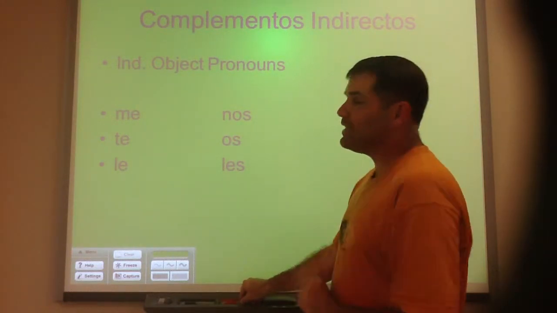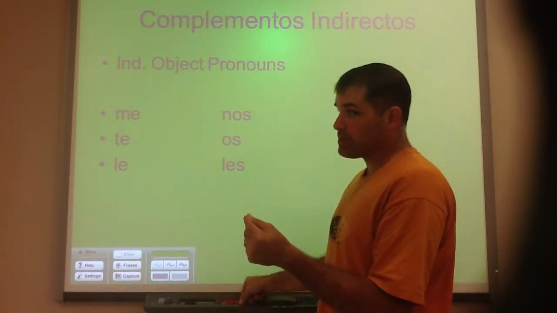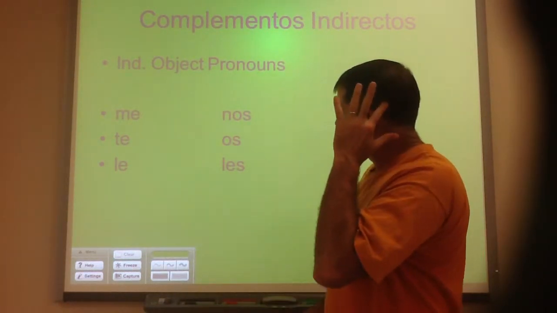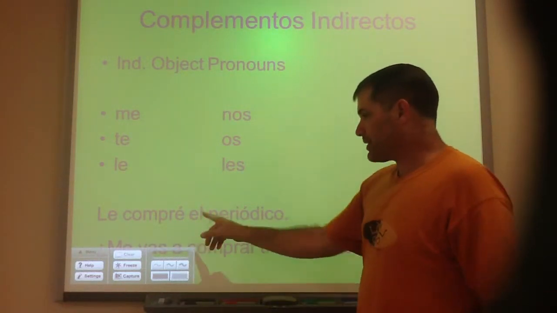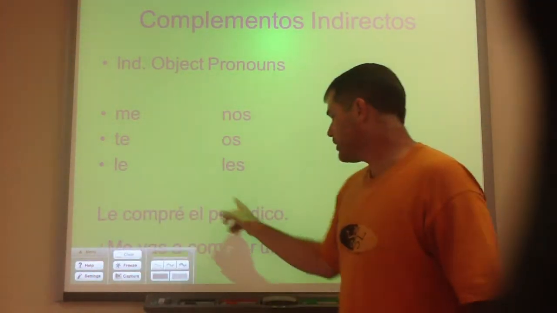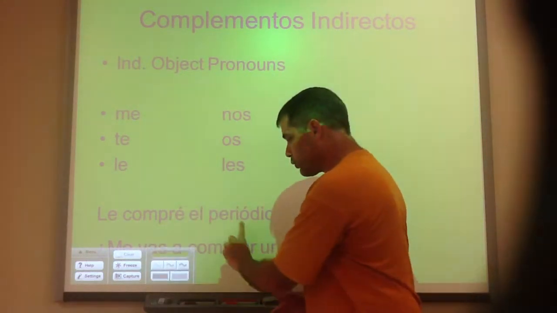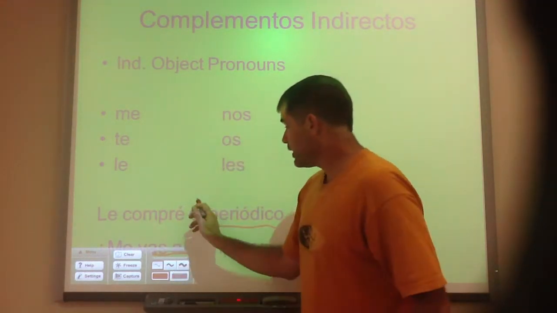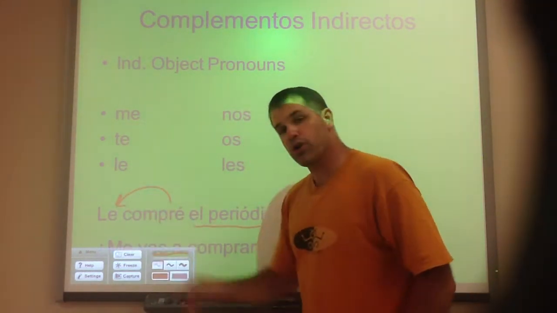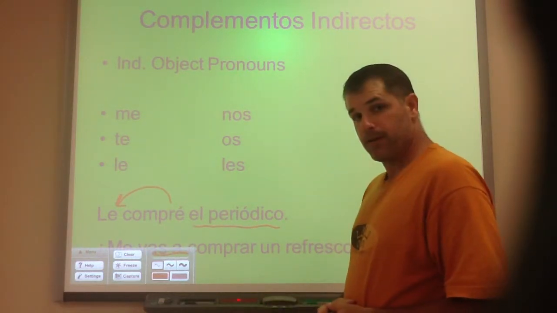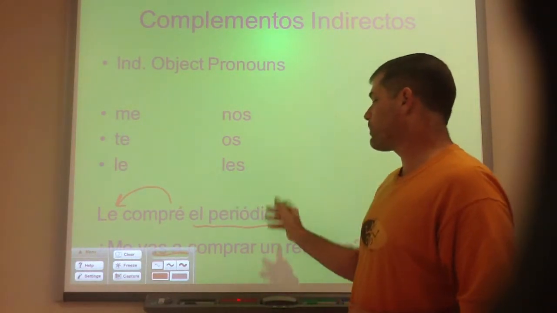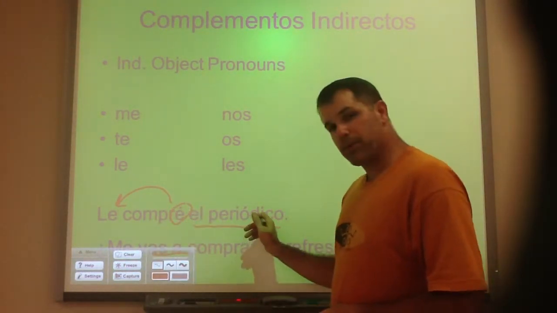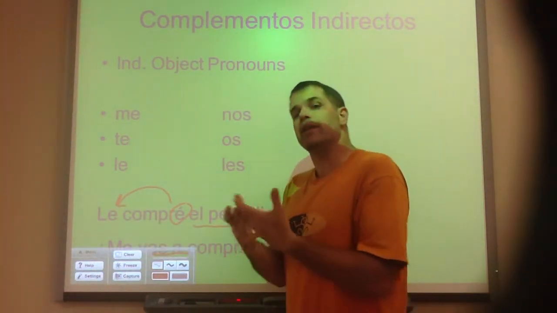Now we also need to talk about indirect object pronouns. Indirect object pronouns don't actually receive the action of the verb directly, they receive it indirectly. So, for example, if I say, I bought him the newspaper, what I actually bought was the newspaper, but I bought it for him or her. That means him or her is now the indirect object pronoun. Okay? So, le compré el periódico. I bought is my verb, past tense, the newspaper, for him or her. That makes him or her an indirect object pronoun.